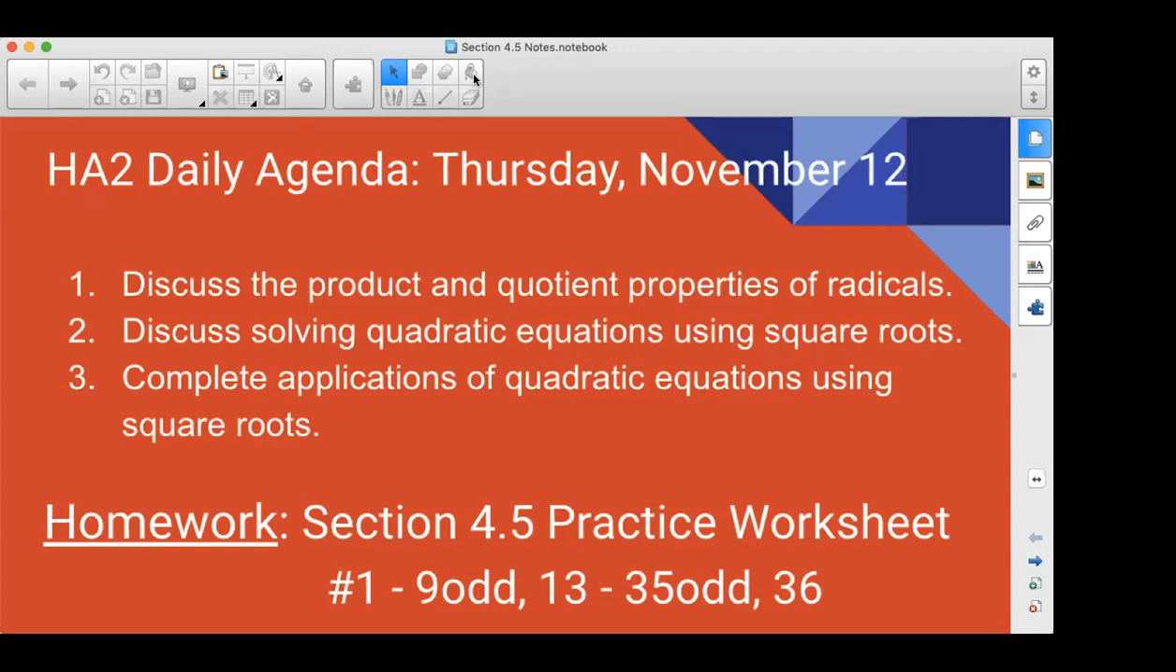We'll also have a short factoring quiz at the beginning of class, one of the days next week. So factoring doesn't go away. Practicing it is only going to benefit you.